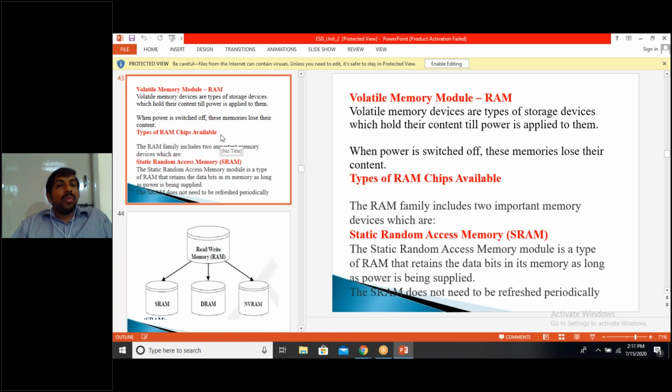So first, coming to volatile memory. Volatile memory means it will hold the contents only as long as power is applied to them. So that's why, whatever the system memory we are selecting, like program memory, that is holding the software or firmware contents, is in a ROM, read-only memory.